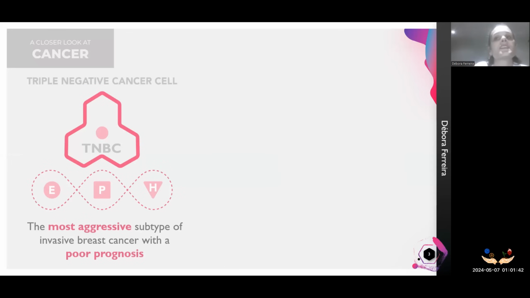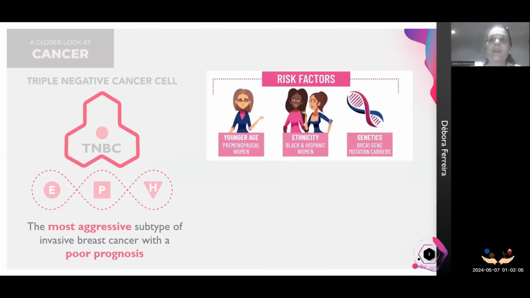The relevance of this subtype of breast cancer lies in its features. Cancer that tests negative for estrogen, for progesterone, and the protein called HER2 are known as triple-negative. Since they lack these receptors, these triple-negative tumors do not respond well to the targeted therapies. This type of cancer indeed is more prevalent in young people, in individuals of African and Hispanic descent, and also carriers of the mutation of the BRCA1 gene.